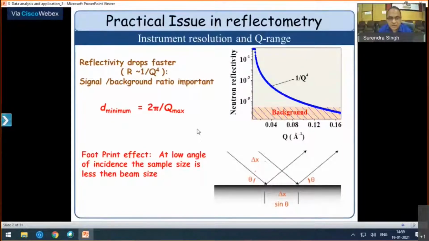Another thing I said was the geometrical effect, or we also say footprint effect, where at low angle of incidence, when your beam size is greater than your sample size, the whole beam doesn't fall on the sample, so we correct it by sine theta and multiply to make the reflectivity pattern.